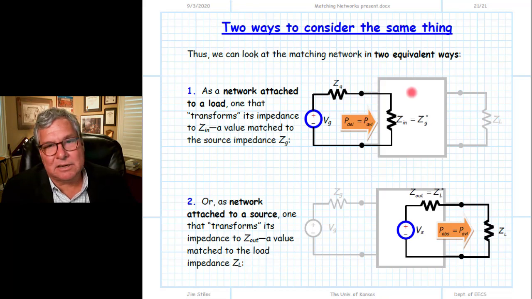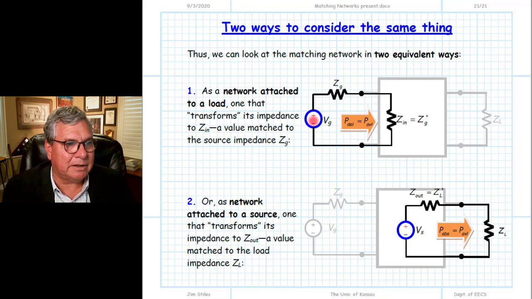But since this lossless matching network is lossless, all of that delivered power will be ultimately absorbed by the load. We have what we want, all of the available power being delivered and all of that delivered power being absorbed. And that will occur if we have a conjugate match at this port. It will likewise occur if we have a conjugate match at this port.